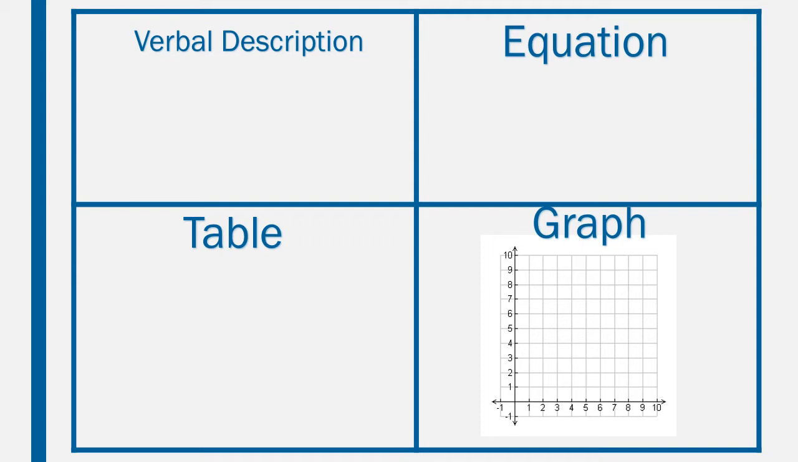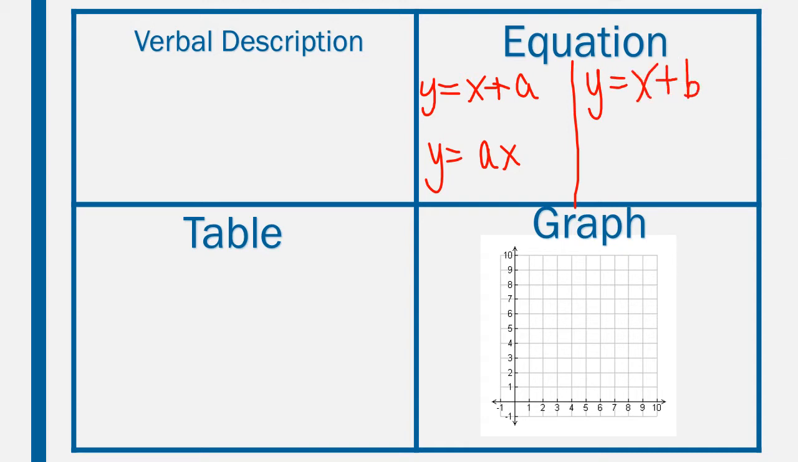Now the equation, however, you've already learned. In 5th grade, you learned y equals x plus a and y equals a times x. Those are just the formulas. You're going to plug in what you can from your problem. Now in 6th grade, they changed the variables out, but they're no different. You got y equals x plus b and y equals k times x. It's the same thing. I don't want you to worry about that any further.